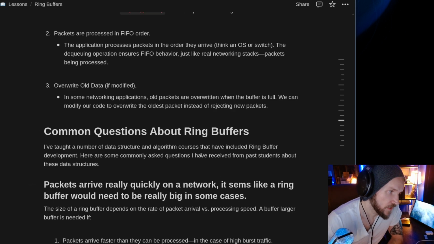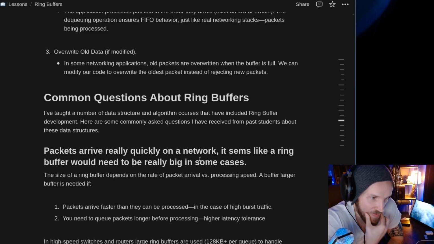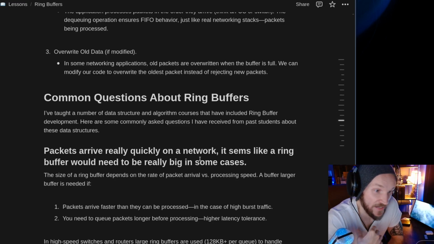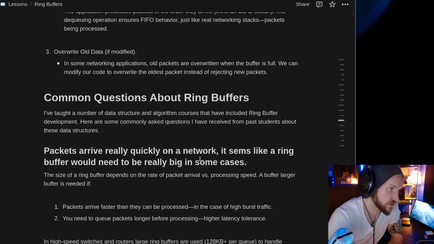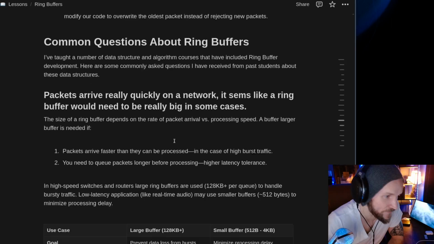Now, common questions about ring buffers, okay? I've taught a number of these classes, and these are some commonly asked questions that I've received from past students about these data structures. I think this is really good to add. Some of my students have had some really good questions, and so I just included this in here.